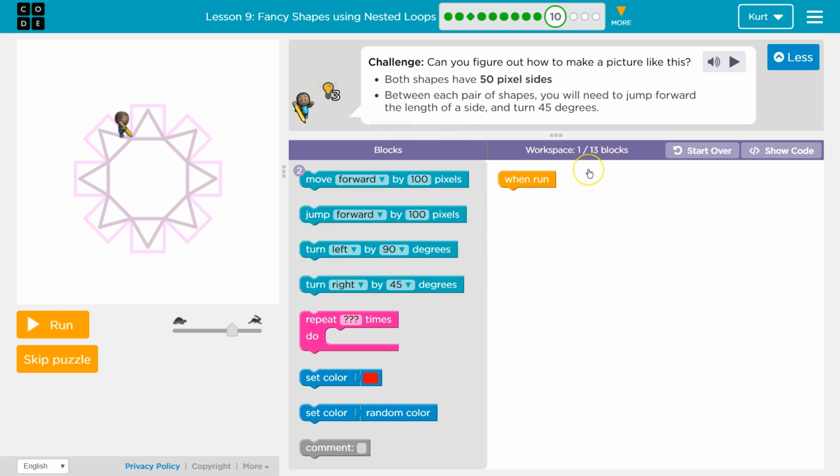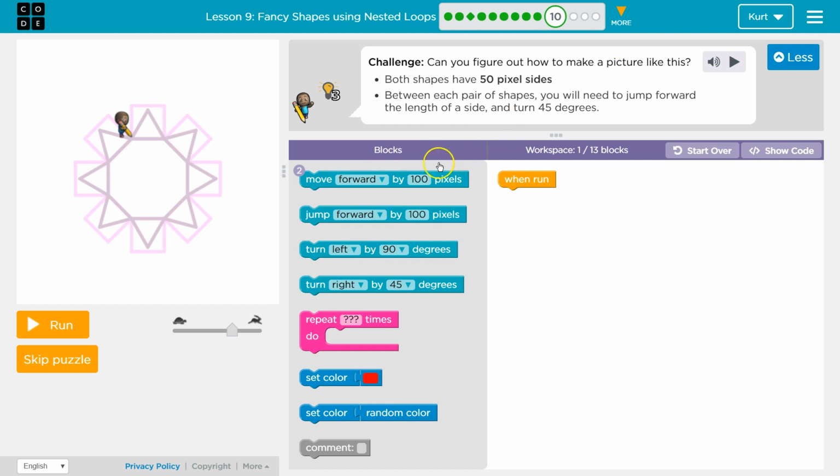Okay, so this is going to be tricky. They want us to do this in less than 13 blocks, which, yikes. And they want us to only use move forward twice. So I know right away we're really going to need to use our repeat loops. But before I drag one over, let's see. How am I going to make a square? We've done this a lot.